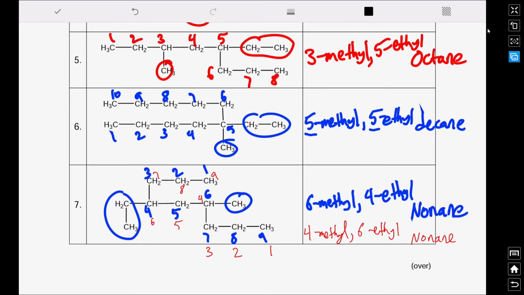If I renumber it, I still get the same set of numbers, but this time the methyl's on the 4 and the ethyl's on the 6. Okay. In this case, renumbering it didn't really change anything. It still gave me effectively the same name, same numbers.